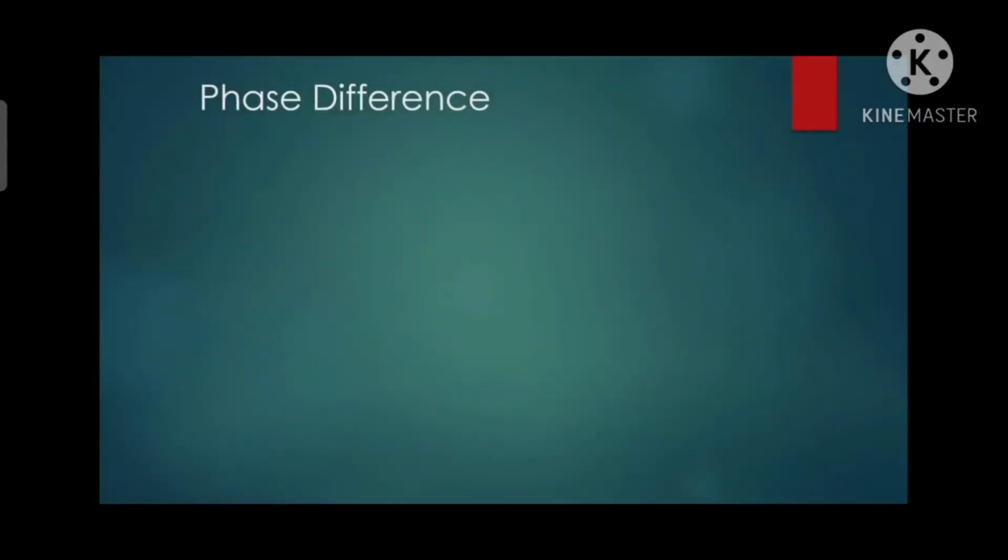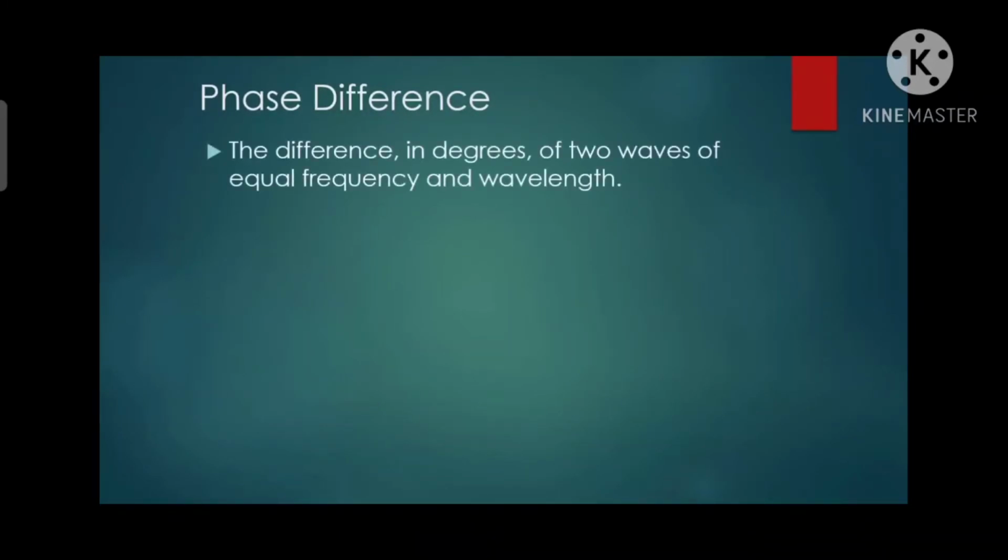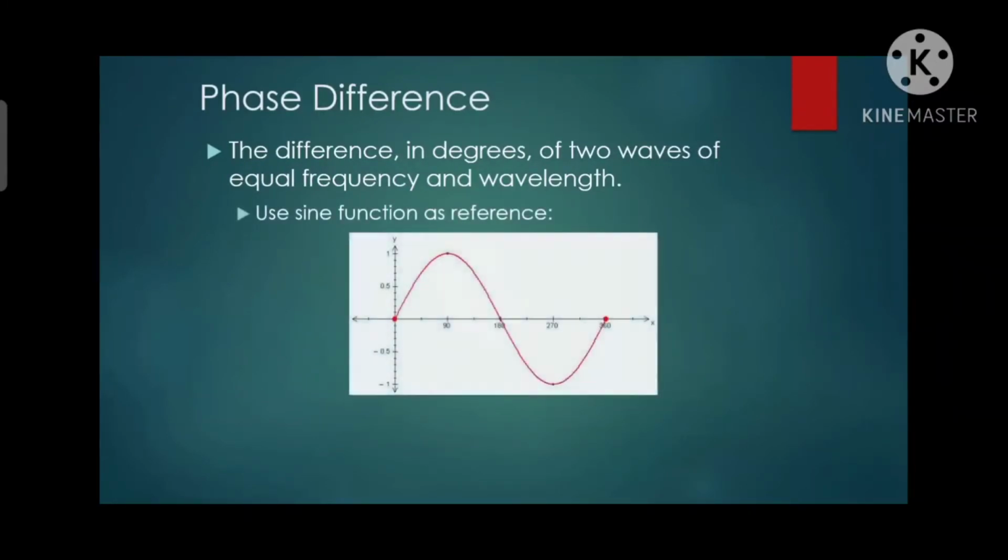One way that we explain whether two waves will constructively or destructively interfere is by talking about their phase difference. This is the difference in degrees of two waves of equal frequency and wavelength. Let's take a look at the sine function and use this as a reference. I use this because hopefully it's something that you are familiar with.